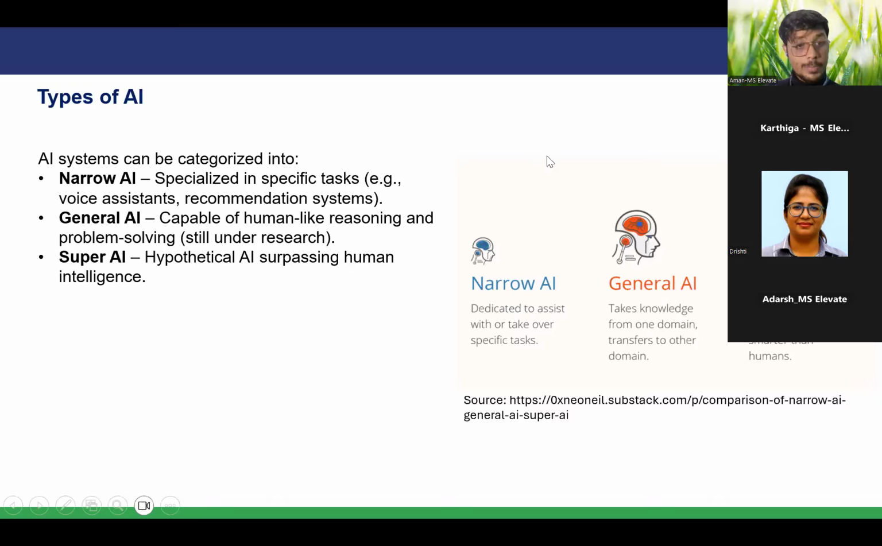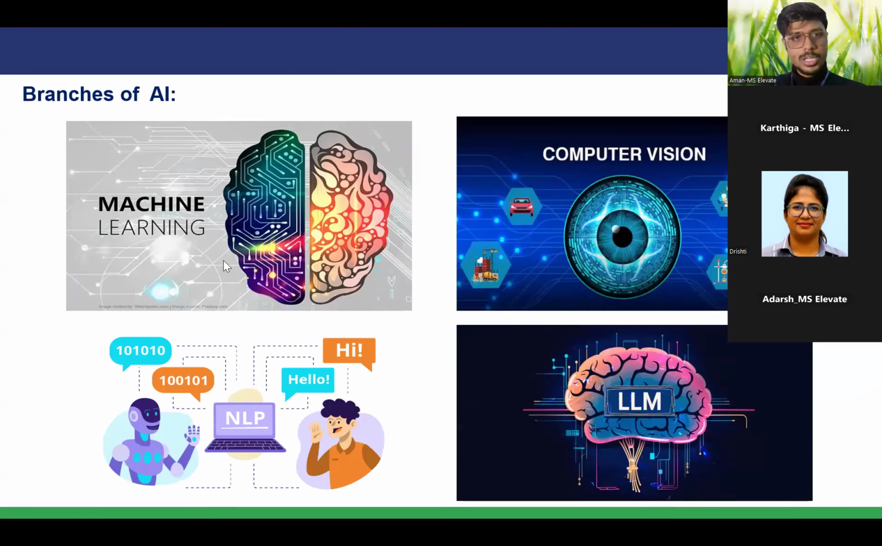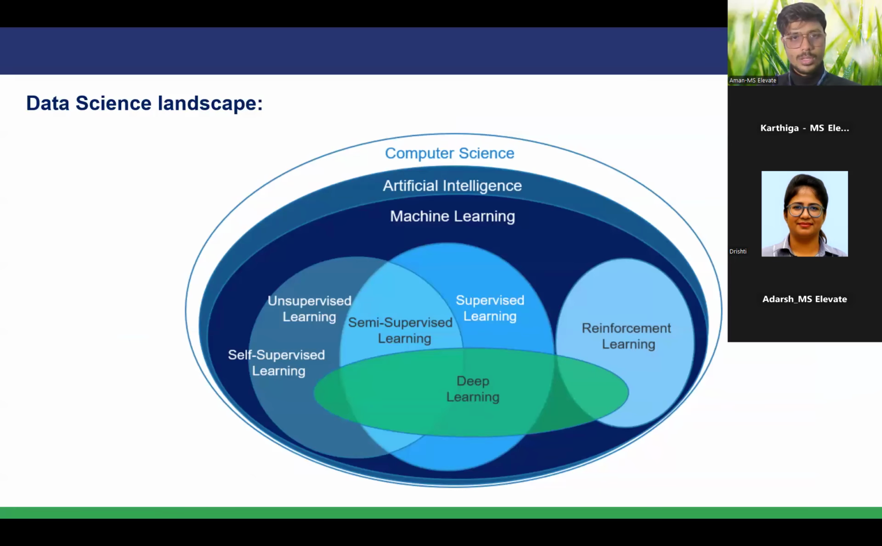Then, what are the branches of AI? Machine learning, computer vision, NLP, and LLM. How many of you understand machine learning? How many of you know machine learning? What is machine learning? Let's start one by one. What is machine learning, guys? A branch of AI.